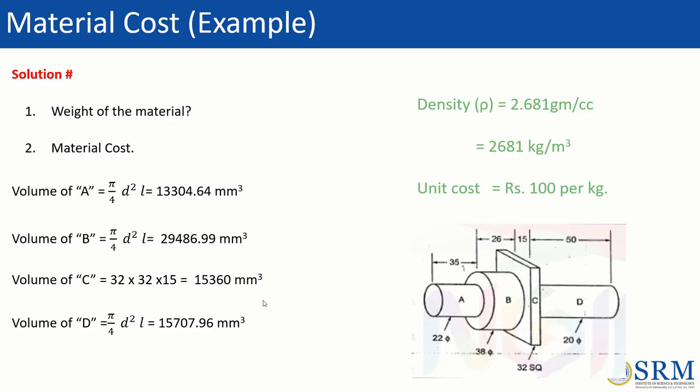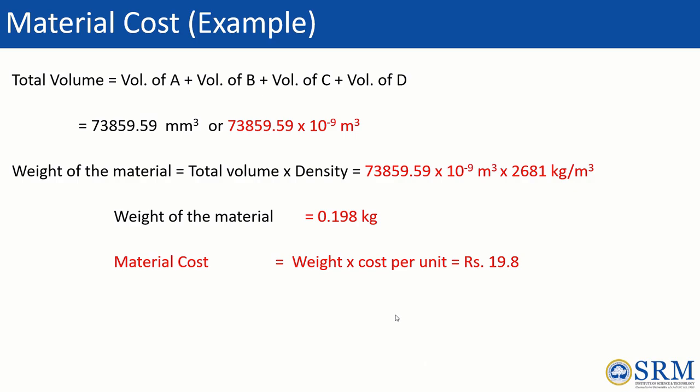Note that our density is 2.681 gram per centimeter cube, which converts cleanly to 2681 kg per meter cube. The unit cost is given as 100 per kg. So now summing up all these volumes together, we can get the total volume as 73859.59 into 10 power minus 9 meter cube. Why we are converting this into meter cube is because of the weight of the material calculation.